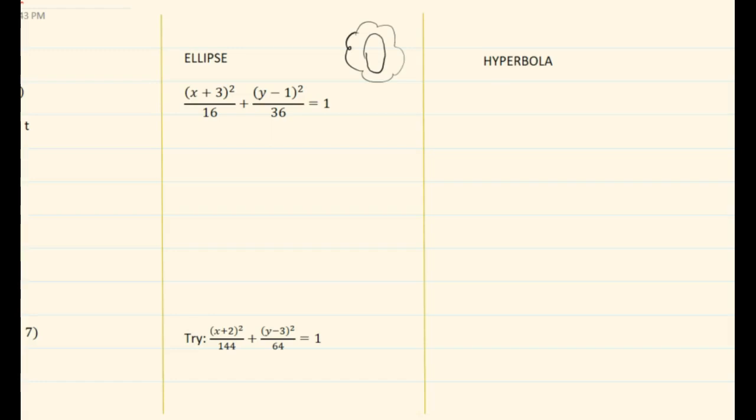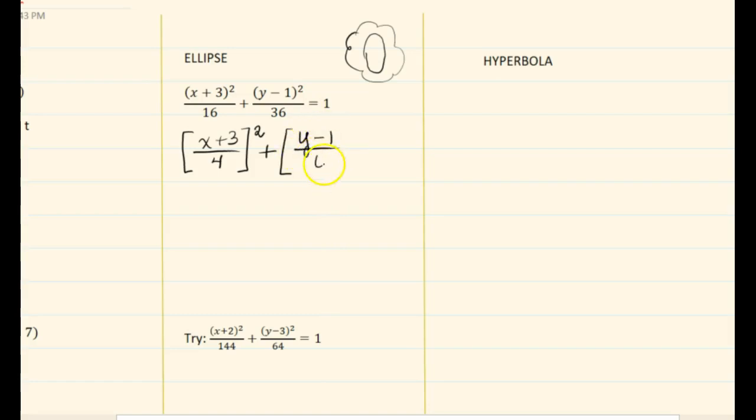So now that we know that, let's see if we can rewrite this. I'm going to rewrite this as x plus 3 over 4, and then the whole thing squared. That will give me my x plus 3 squared over 16. And I'm also going to rewrite the second term as y minus 1 over 6, again, the whole quantity squared, is equal to 1.